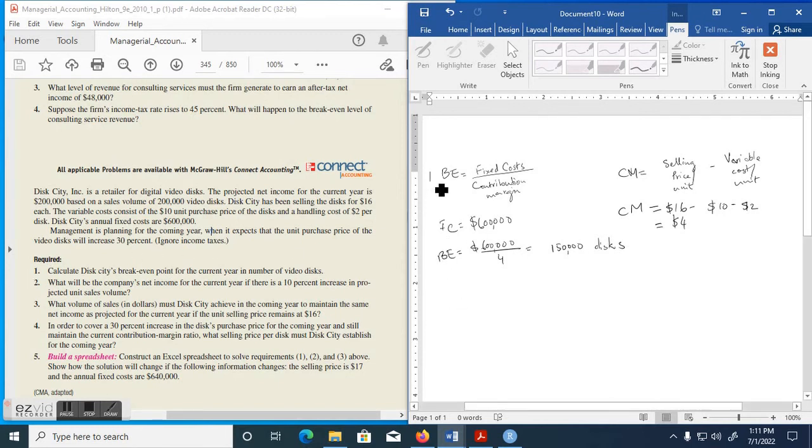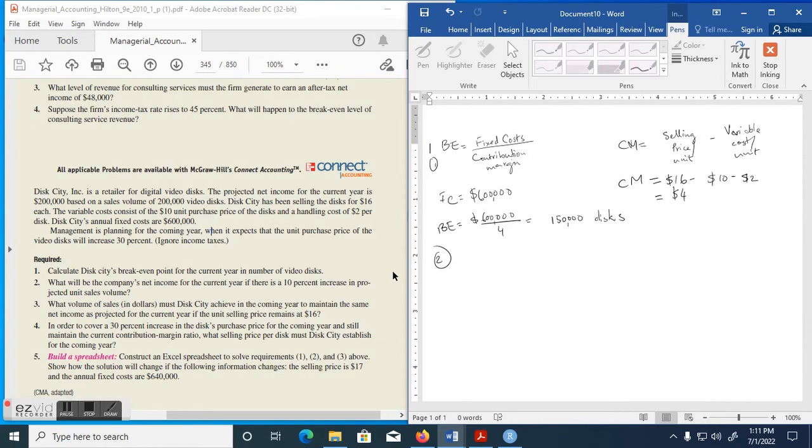Question number 2 says, what will be the company's net income for the current year if there is a 10% increase in projected unit sales volume? In order to calculate this, we want to go through the income statement method. Now, the income statement method requires a sales or a revenue amount, then we will calculate a variable cost, then we'll calculate a contribution margin. From the contribution margin, we'll deduct a fixed cost, and then we'll calculate a net income. Now we can do the net income calculation directly after the fixed cost because they've specified ignore income taxes.